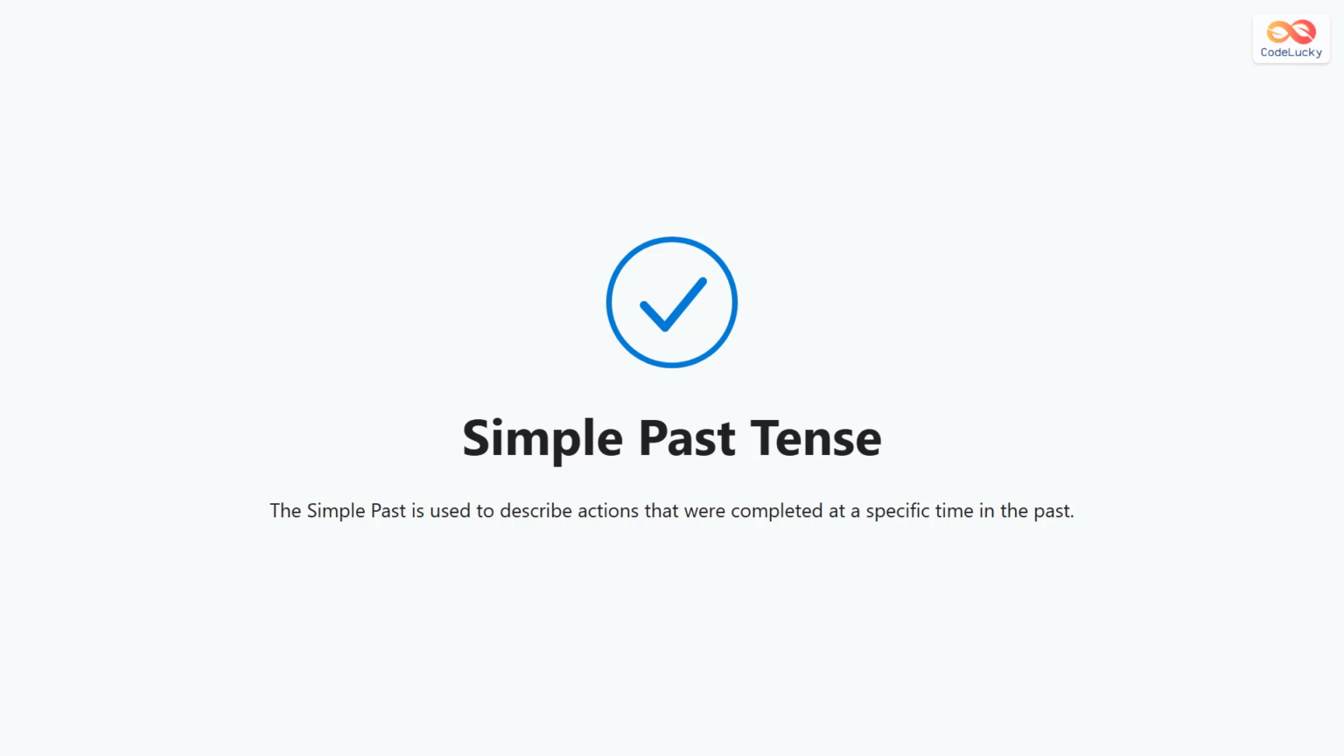The simple past tense is used to talk about actions that were completed at a specific time in the past. It shows that the action started and finished before now. For example, if you say, I visited Paris, the action of visiting happened completely in the past and is now finished.